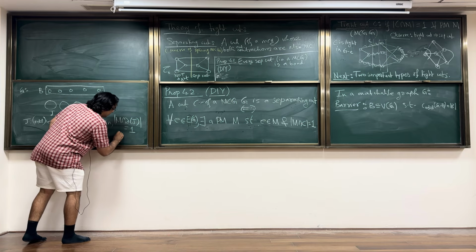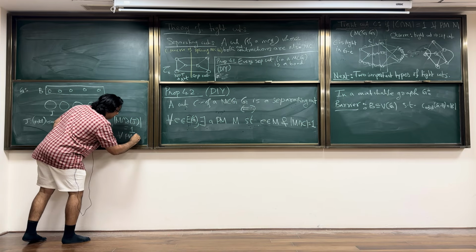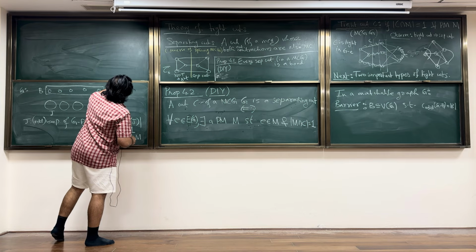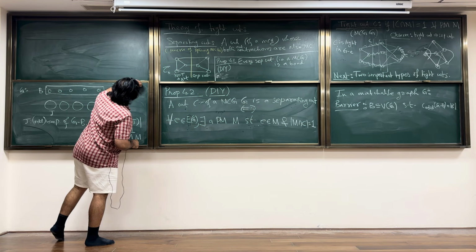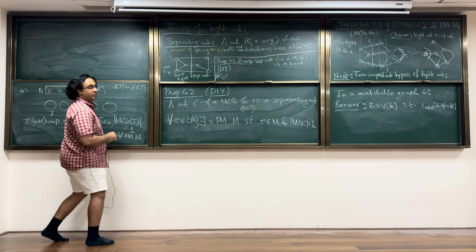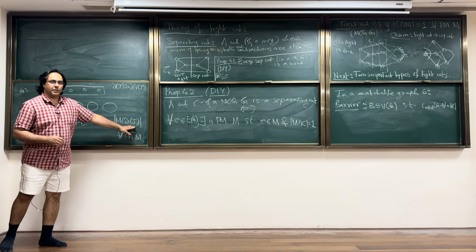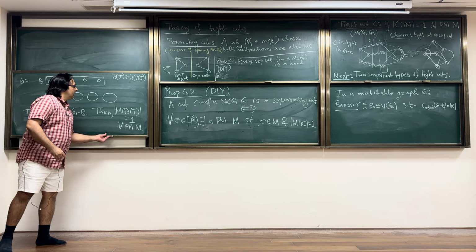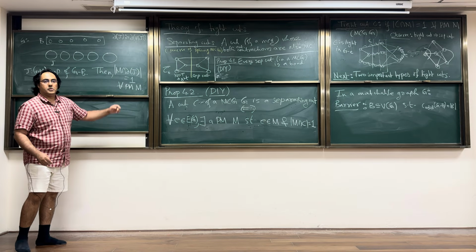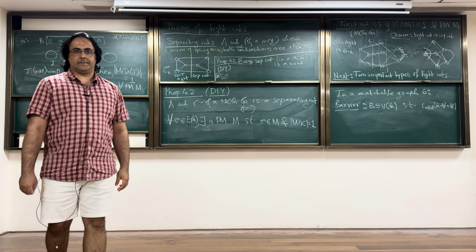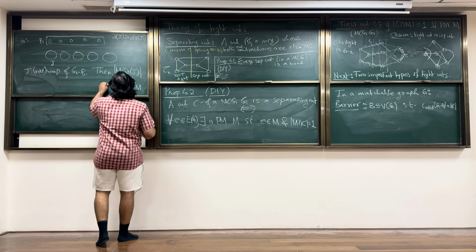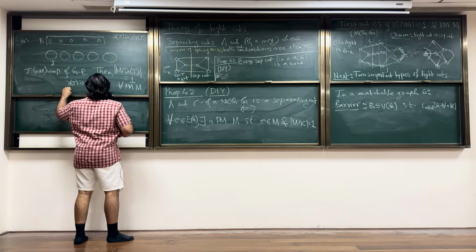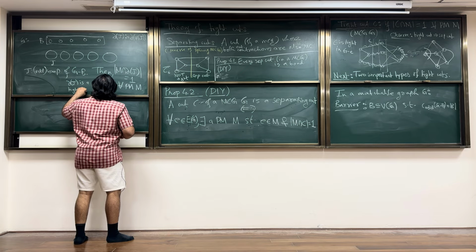Then M intersection partial of J is equal to 1 for every perfect matching M, where partial of J is a shorthand for partial of V of J. Okay, so for a subgraph, I will just write partial of J instead of partial of V of J. Do you all agree with this? So therefore, these cuts are tight cuts. In particular, this implies that partial of J is a tight cut.